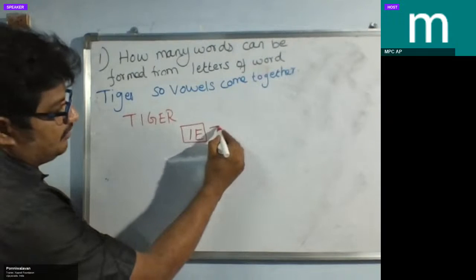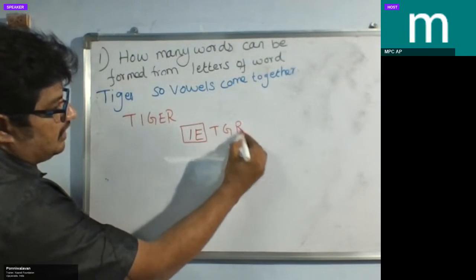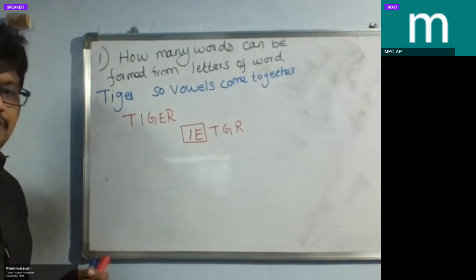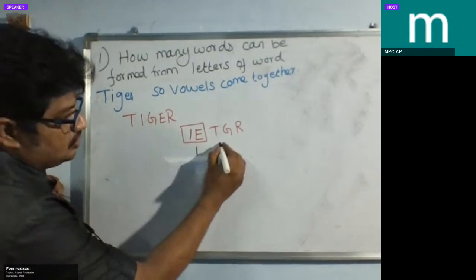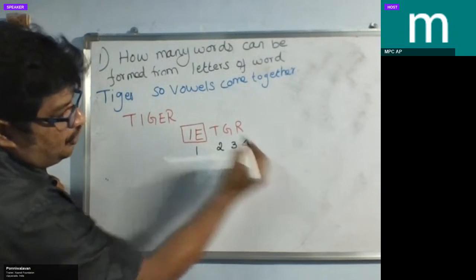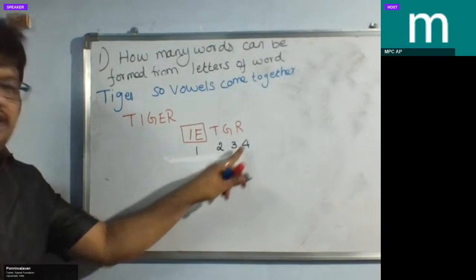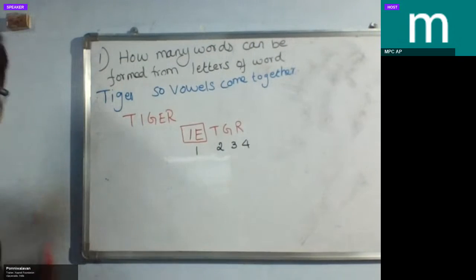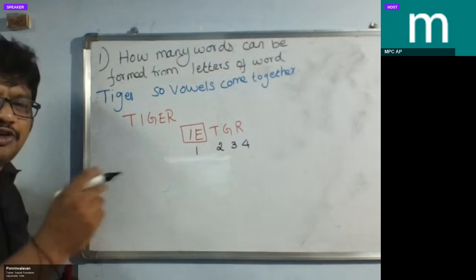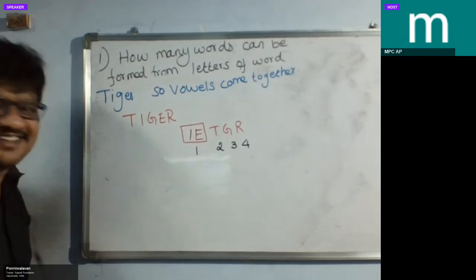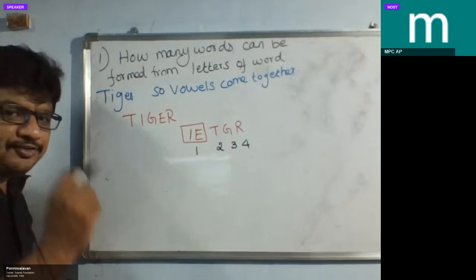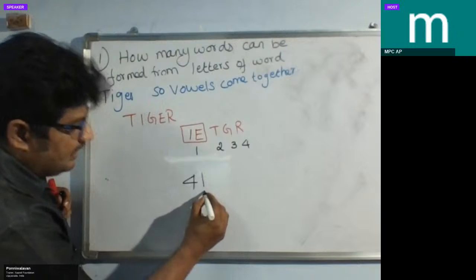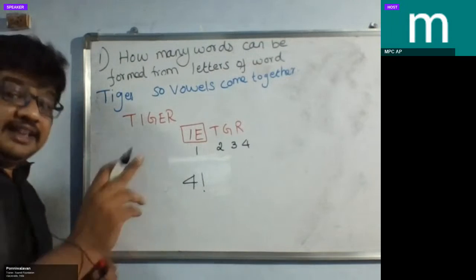What are the remaining letters? T, G, R. Now can you tell me how many letters there are? 1, 2, 3, 4. Four letters. Four letters can be arranged in how many ways? 4 factorial.